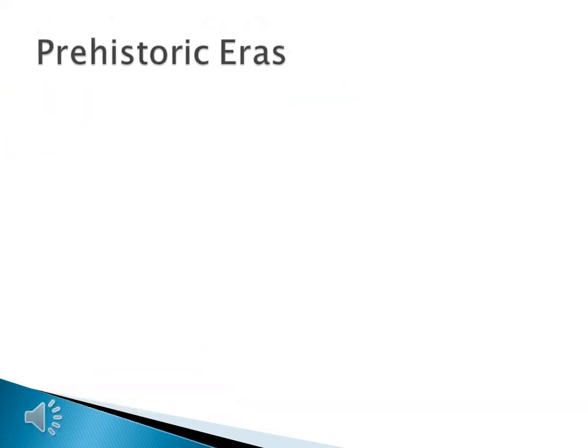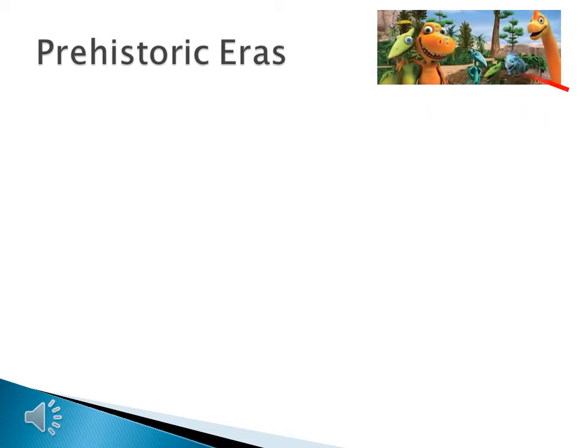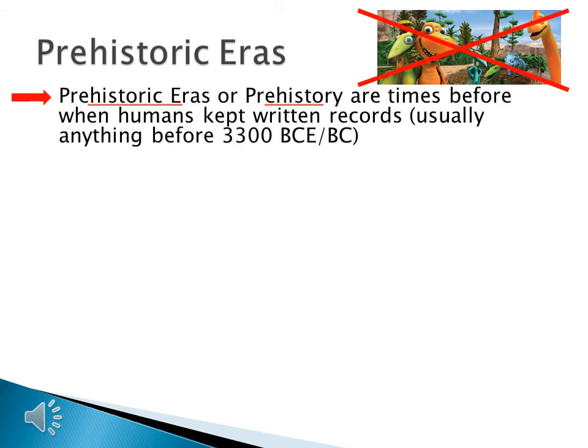Now that you know the difference between an era and an age, let's look at the 6 major eras you will study in this class. The first 2 major eras are called prehistoric eras, and they have nothing to do with the dinosaurs. Instead, prehistoric eras, or prehistory, are times before humans kept written records. This is before we're writing stuff down, and it usually happens any time before 3300 BCE.